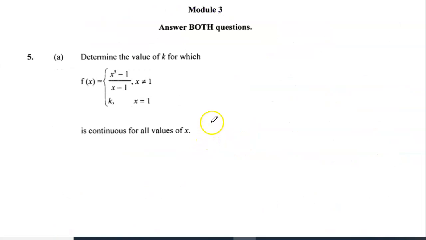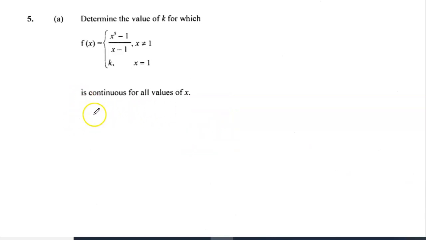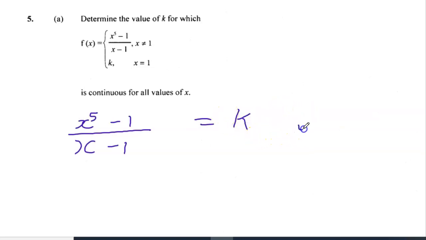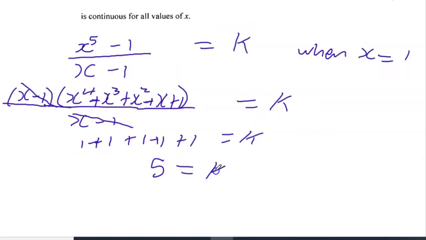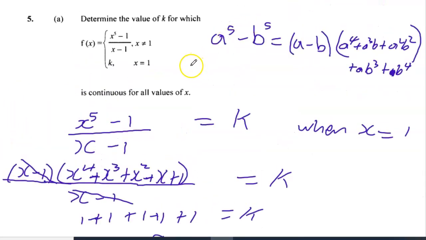Question 5. Determine the values of k for which this piecewise function is continuous. Now if this function is continuous at, say, x equals 1, then x to the power of 5 minus 1 upon x minus 1 is equal to k when x equals 1. Alright, let's factorize. Now you will recall that a to the power of 5, so k is 5, the function is continuous for all values of x.